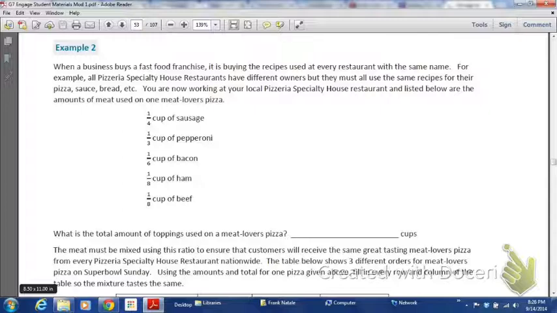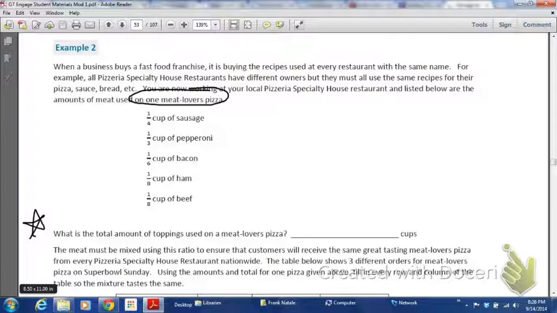Okay, I'll continue on here. So you are now working at your local Pizzeria Specialty House restaurant, and listed below are the amounts of meat used on one Meat Lover's pizza. So this is one Meat Lover's pizza. All right.